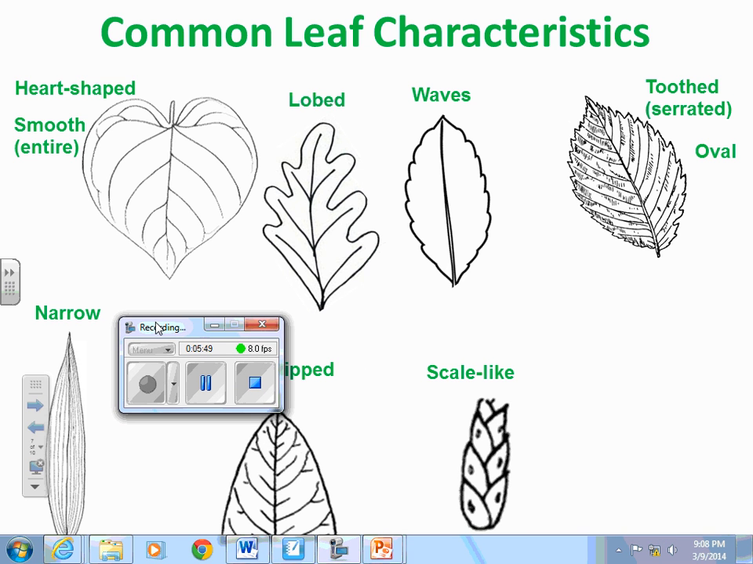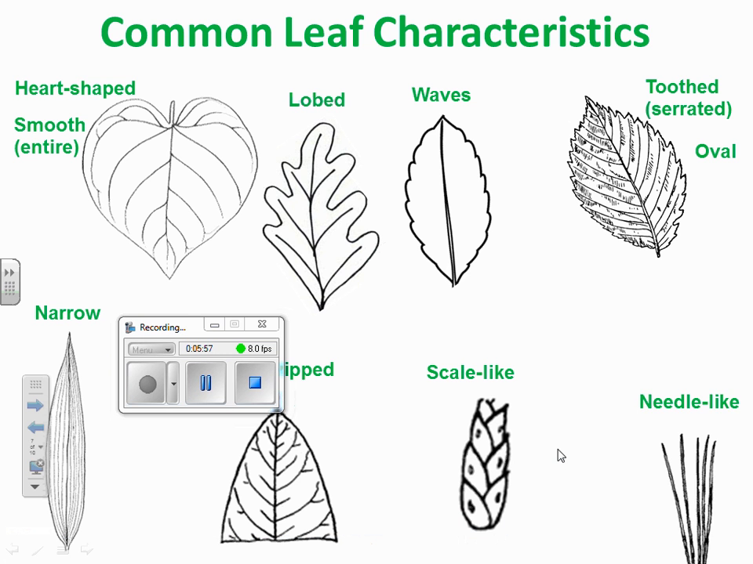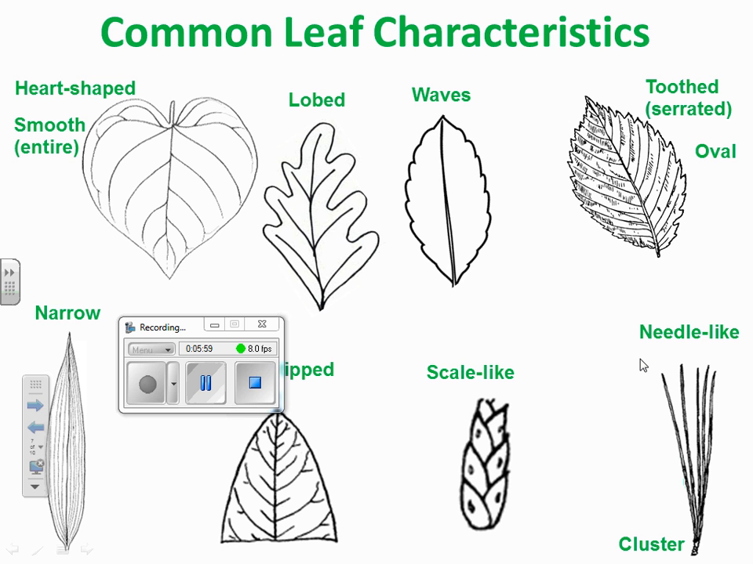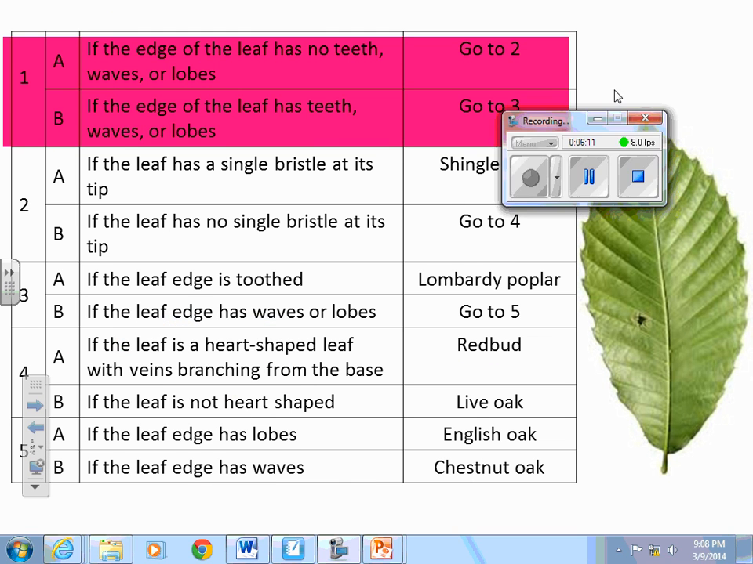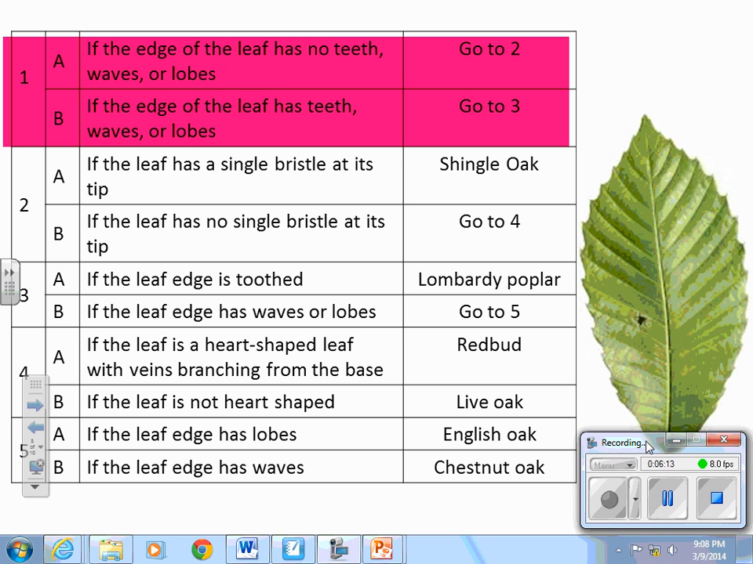So these next two leaves would be more for coniferous trees. This one is more like scale leaves, or more like fish scales. And this one is needle-like. And it's also in a cluster because it's coming from the same point, and this one is actually in a cluster of 5 needles.